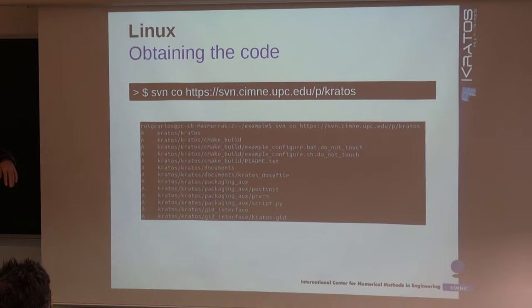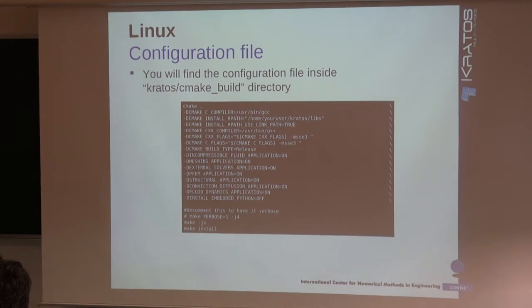It will create a repository and download the Kratos code there. I have put a screenshot here to show you more or less what you will see. It takes a few minutes, 1 or 2 minutes maybe, to download all the code. After that, you will have to go to the Kratos cmake directory. There you will find 2 templates for configuring the Kratos compilation.